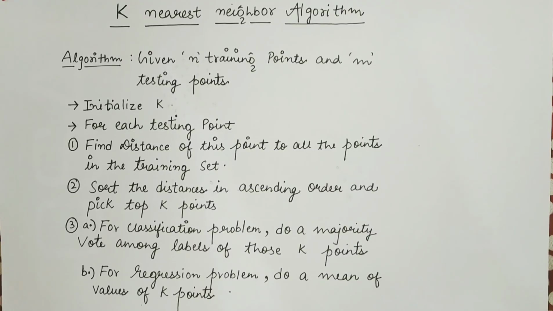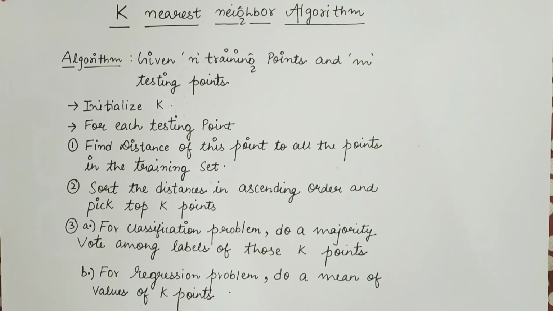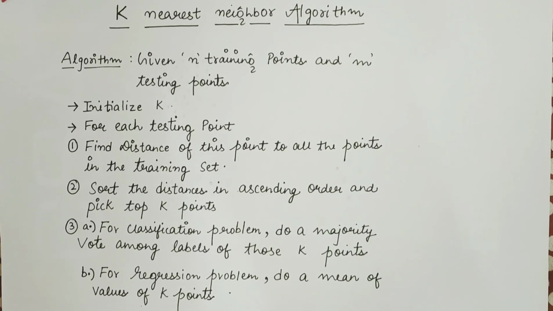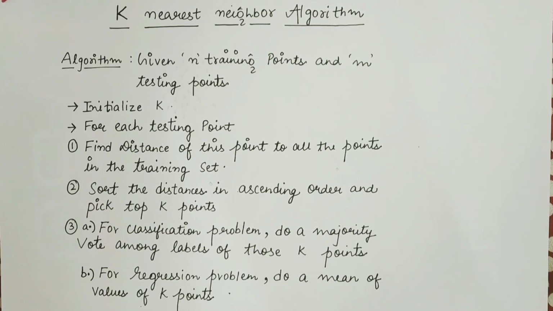Hi everyone, today we will discuss one of the simplest machine learning algorithms, which is the k-nearest neighbor algorithm. This algorithm can be used both for classification and regression problems. It is an example of the supervised machine learning paradigm, that is, we need labeled training data to work with it. The basic principle behind KNN is that it assumes that similar things exist close to each other.